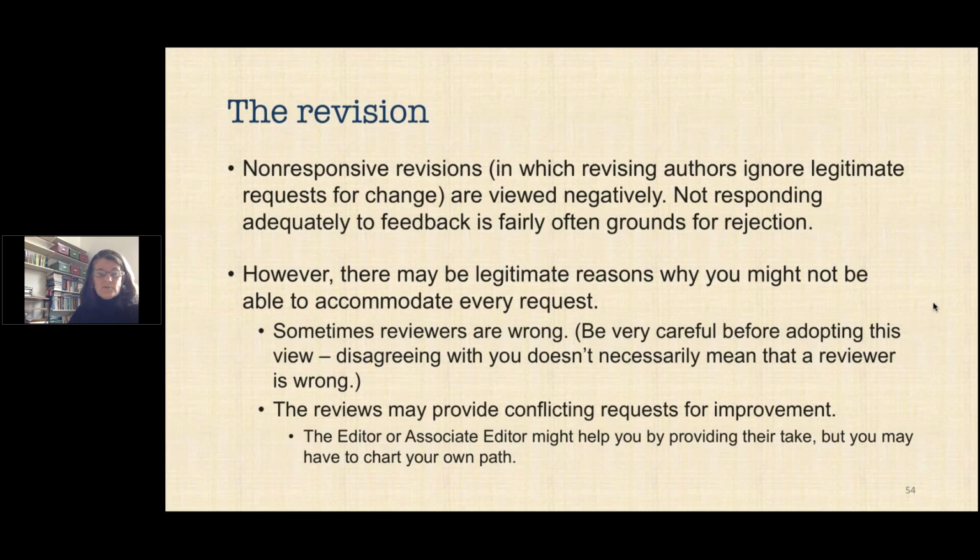So sometimes reviewers are wrong. You should be careful before adopting that view. Disagreeing with you doesn't necessarily mean that a reviewer is wrong.